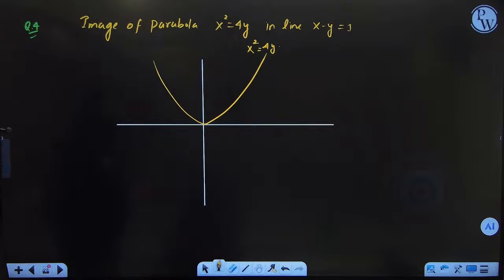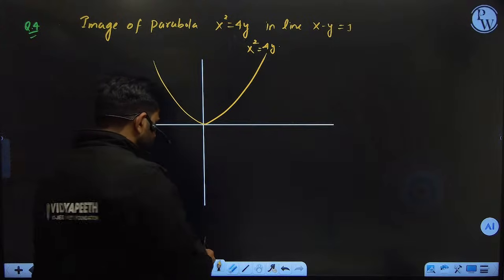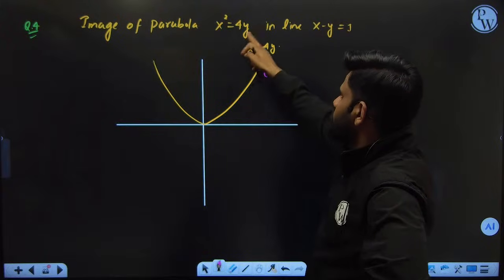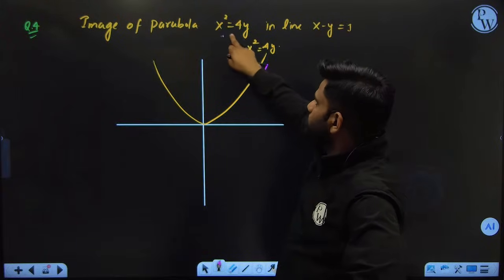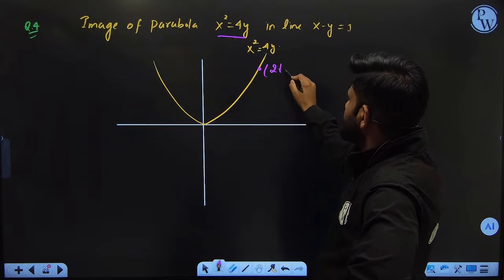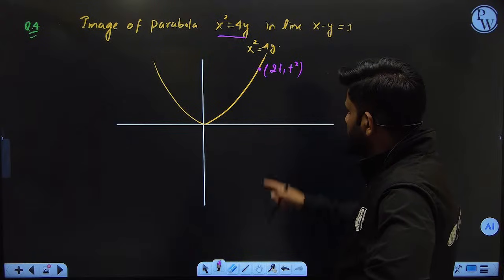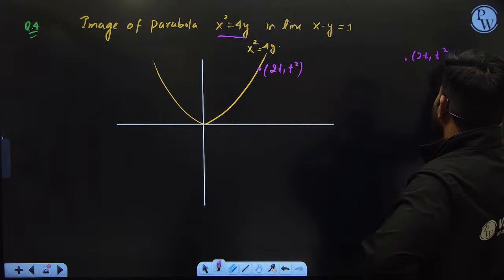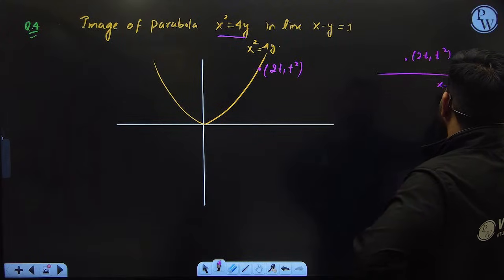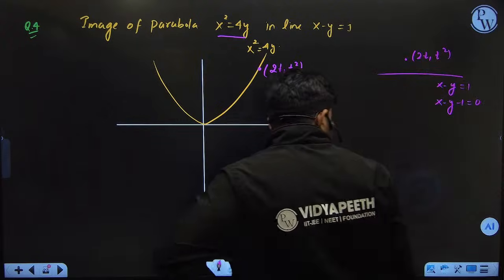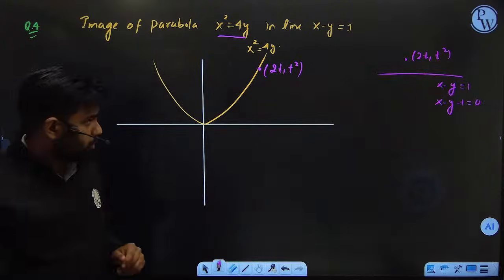Again, one more thing, a figure is not required. If you know the concept of image, we will take one parametric point on this parabola, and we all know that the parametric point on this upward parabola is 2at and at square. So a is 1, that's why it will be 2t and t square. Now take the image of this point in this line. We can write this line in standard form as x minus y minus 1 equals 0.